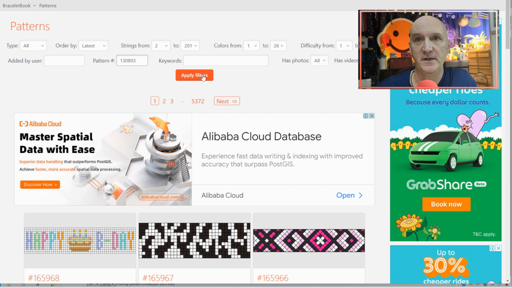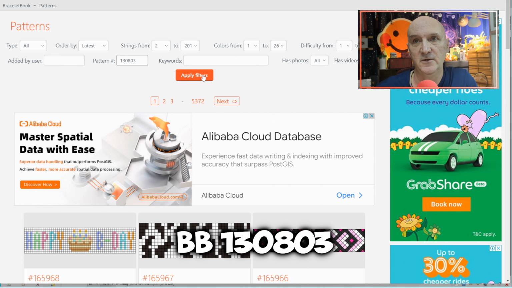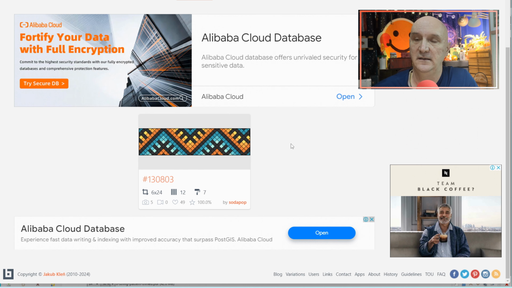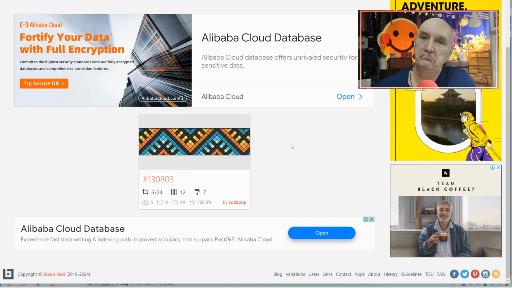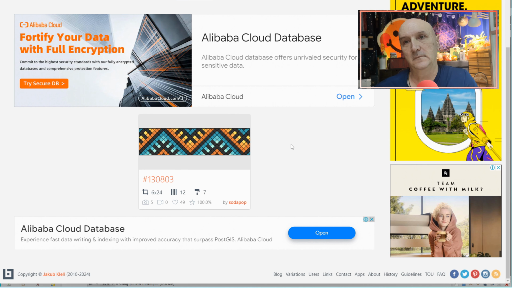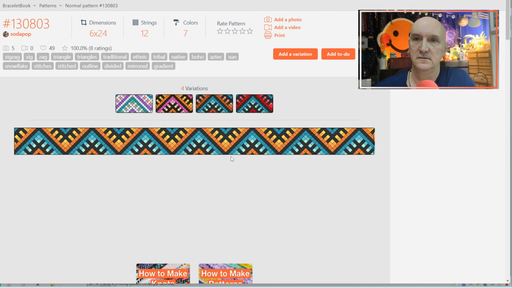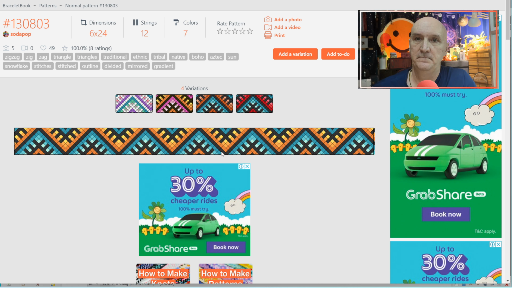So the pattern number is 130803. So we apply the filters and it's interesting. It's not my normal style, but I can see why this would be cool.